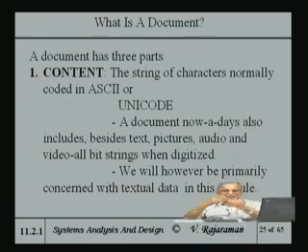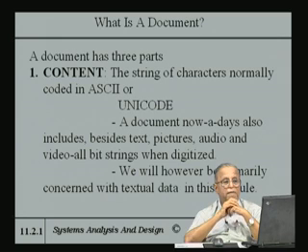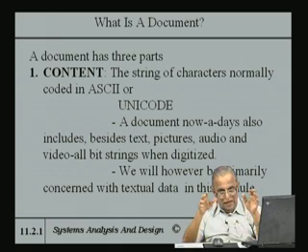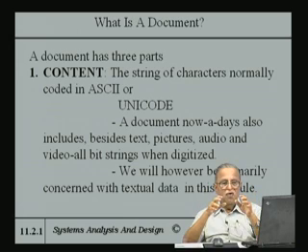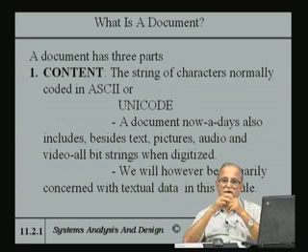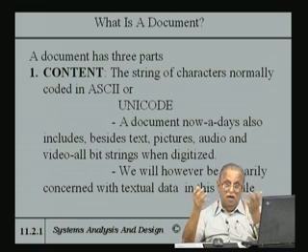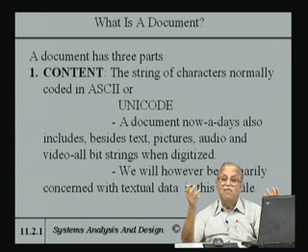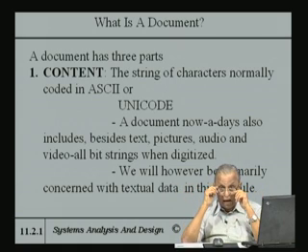The document has three parts in any context, but it is specifically important in the context of web page creation, linking, and methods of document storage and retrieval on the World Wide Web. The content is normally a string of characters coded in ASCII or Unicode. Nowadays, Unicode is used particularly for multiple languages, because Unicode is a 16-bit code and it covers almost all the languages in the world, including very special symbols like alpha, beta, gamma, and things like that.